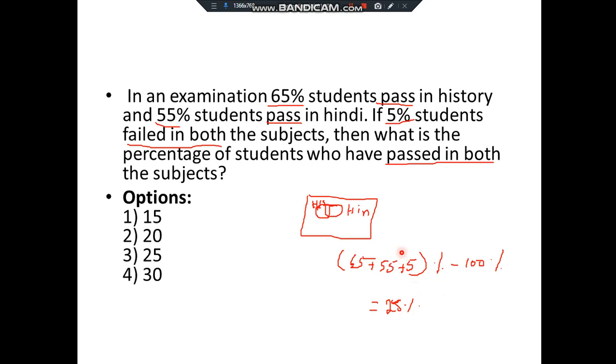If the question was like 65% pass, 55% pass, again 5% students passed in both, then you will have to subtract that 5% from the addition of 65 and 55. Hope you understood, okay? Next question.